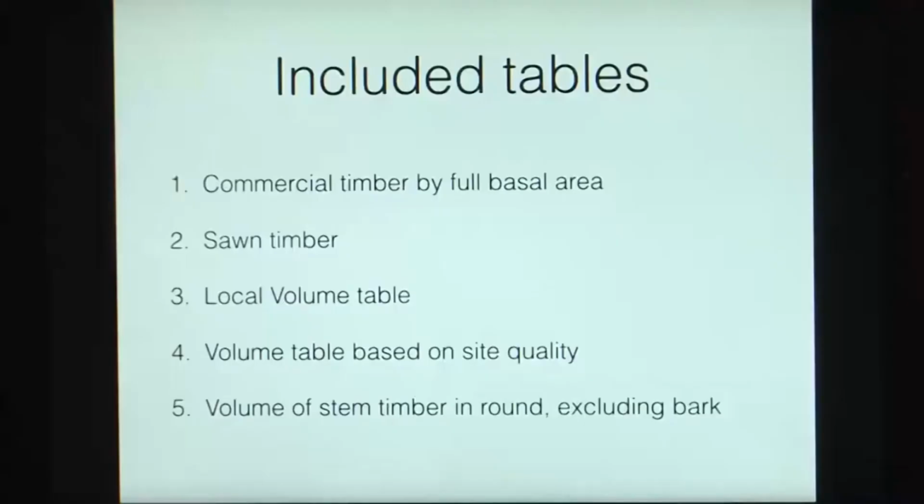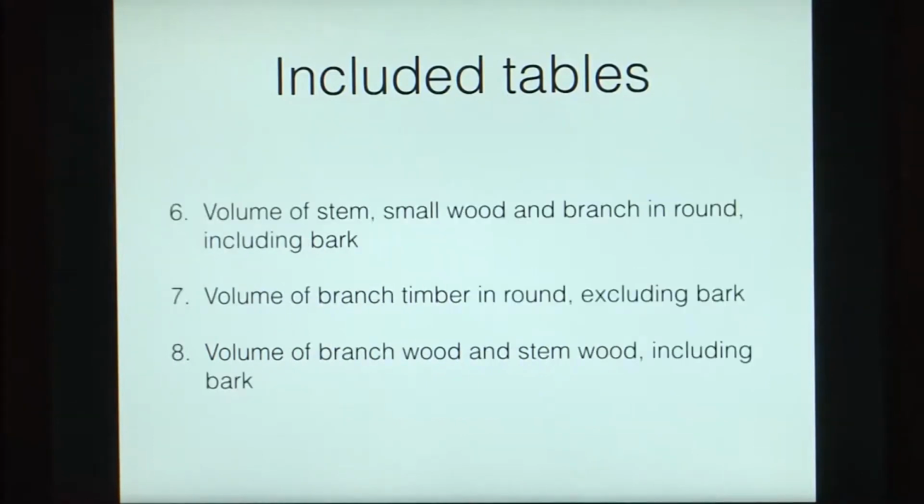Now, coming to the slides, you can even have volume tables based on site quality. Site quality tells you how fertile a site is. You can have the volume of stem timber in round excluding bark. So, you can find out the volumes including the bark or excluding the bark. There it was excluding the bark. Now, you can have volume of the stem, small wood and branch.